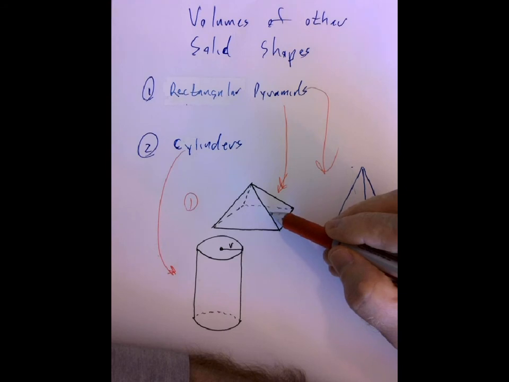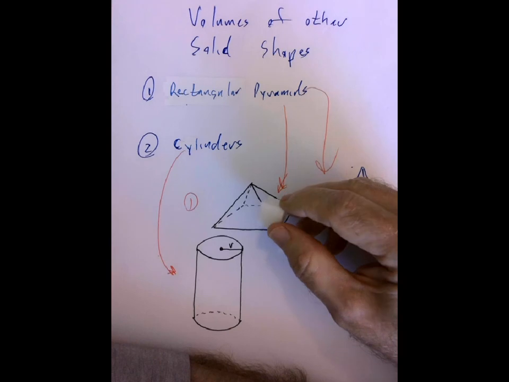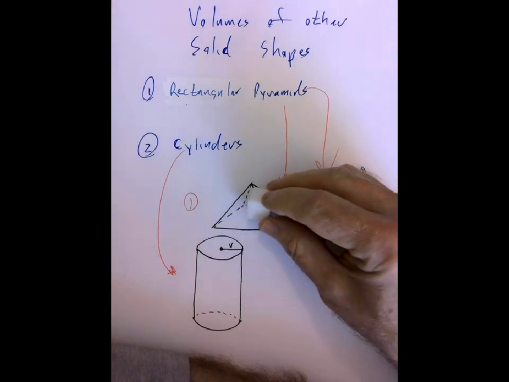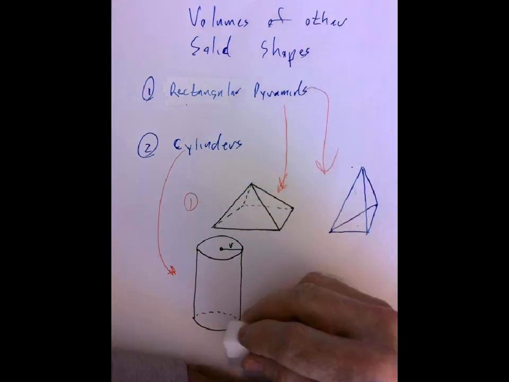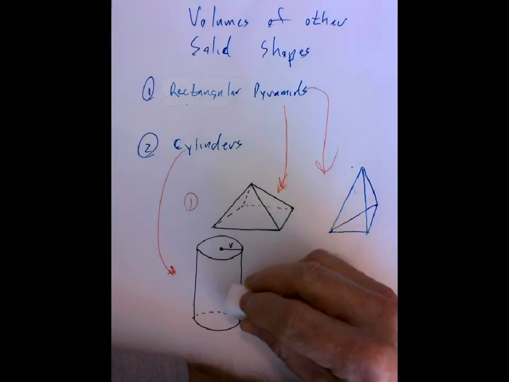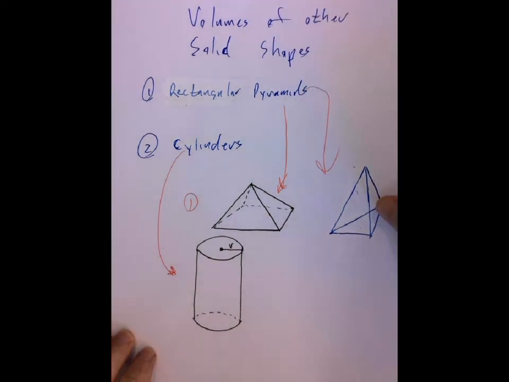the volume of today. And remember, what we mean by volume is simply the idea of how many of these volume squares we can stack up inside. How many can we stack up to fill the space inside the pyramid, and how many could we stack up to fill up the space inside the cylinder?